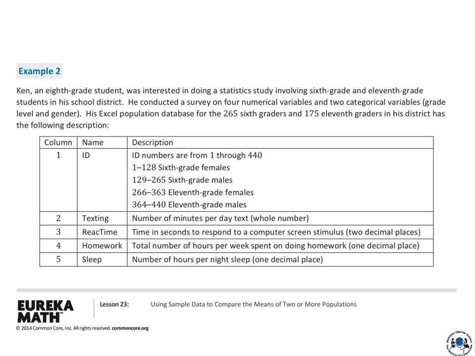Okay, well here is example 2. We have Ken, an 8th grade student, who was interested in doing a statistics study involving 6th grade and 11th grade students in his school district. He conducted a survey of 4 numerical variables and 2 categorical variables, grade level and gender. His Excel population database for the 265 6th graders and 175 11th graders in his district has the following description, okay?